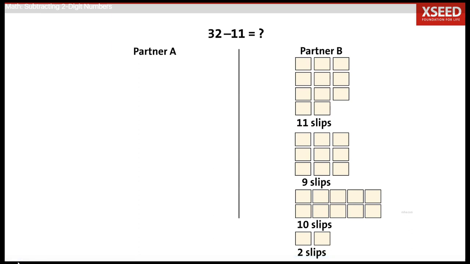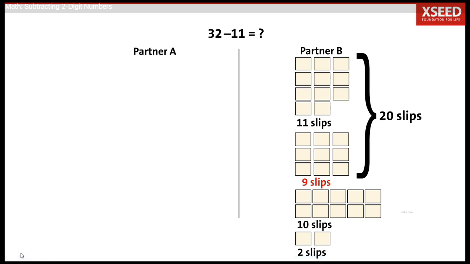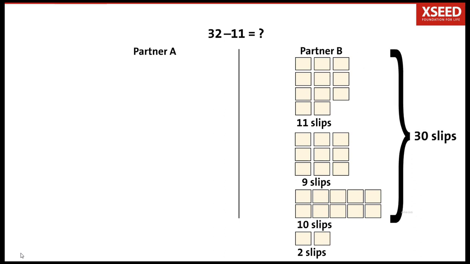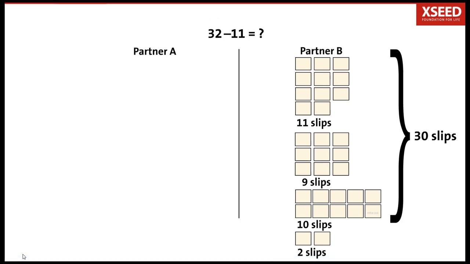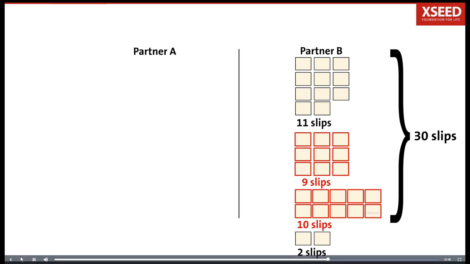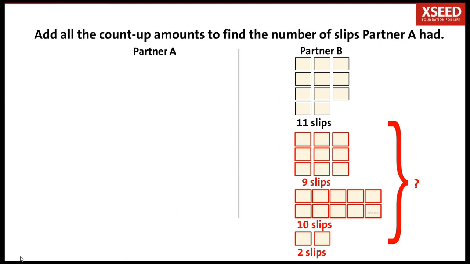Partner B had 11 slips initially. Partner B then took 9 more slips from partner A to reach the nearest 10, 20. Then, partner B took 10 slips to reach 30. Finally, by taking the last 2 slips, partner B had all the slips. So, we can say that we counted up first by 9, then 10, and finally by 2 to reach 32 from 11.